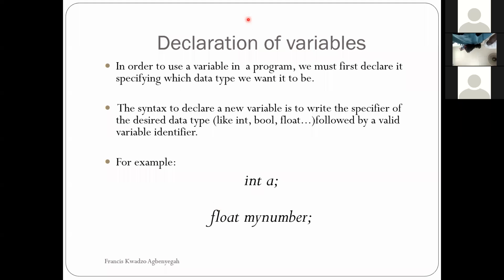Then I have another one, float my number. So when I say float my number, my number is the variable name, and then the float here is the data type that I have. So this my number is declared to be of the type float. This a is the variable of the type integer. So this is how you declare your variable. So the syntax you use is you have the data type followed by a valid identifier.